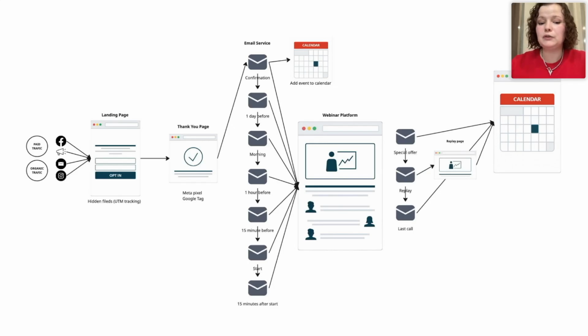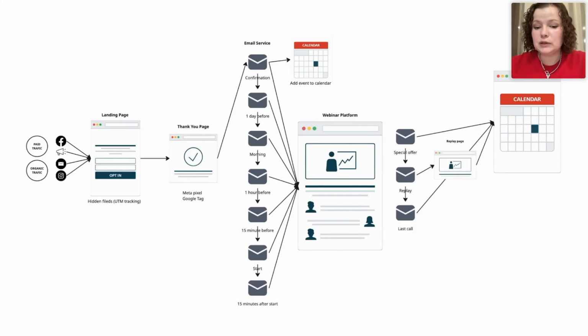And also after the webinar, they get a special offer, they get a replay if you want to give a replay, and they get a last call. That's what I advise to use as a part of communication.